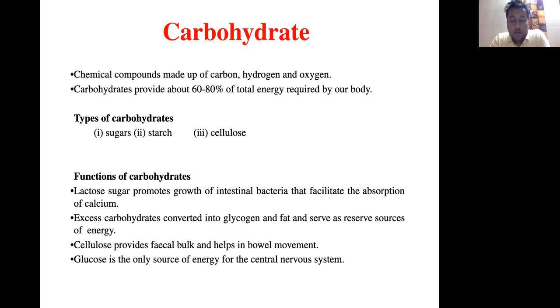But what is cellulose? What does the body do with cellulose? Cellulose is such a compound which is not digested by our body, because the enzyme required for cellulose digestion, that is the cellulase, is not present in our body.